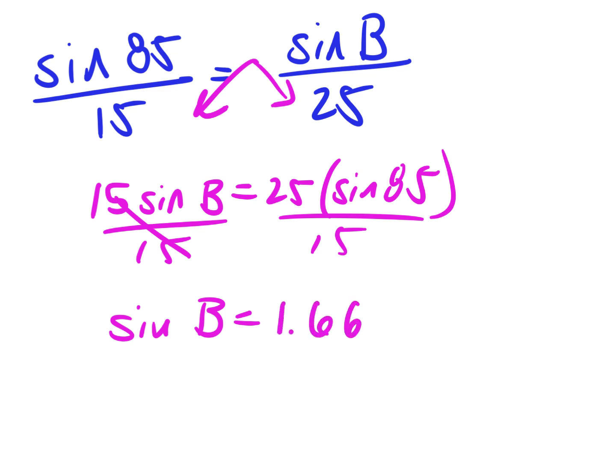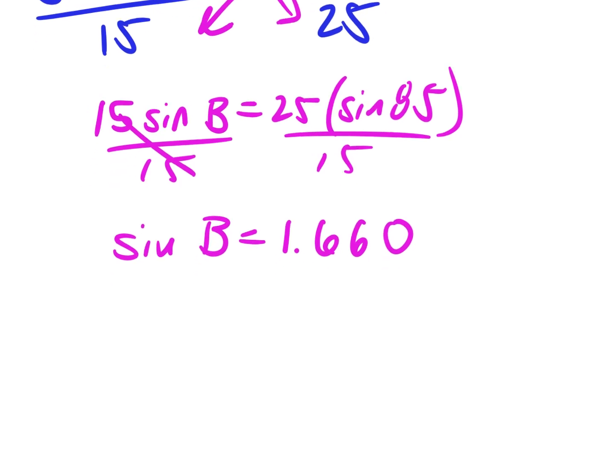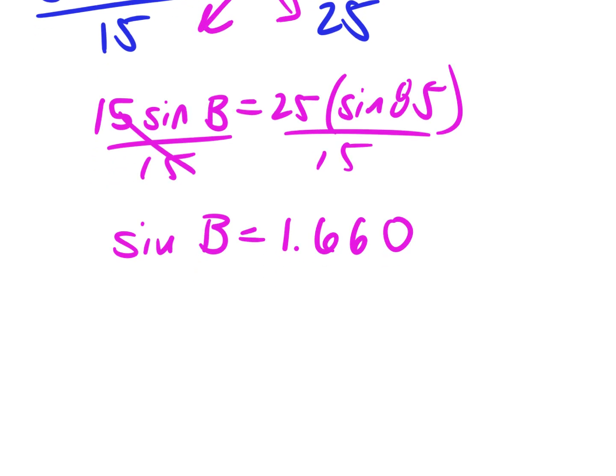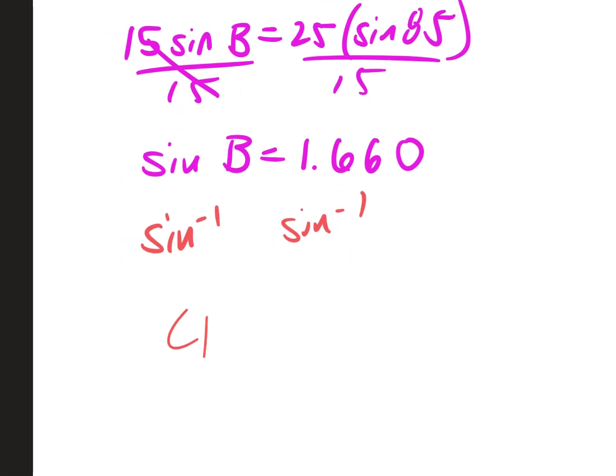1.660. Okay. So what am I going to do in my calculator? Sine negative 1. So do that in your calculator. I want to find out what angle B is. What's sine negative 1? What's the inverse of 1.660?